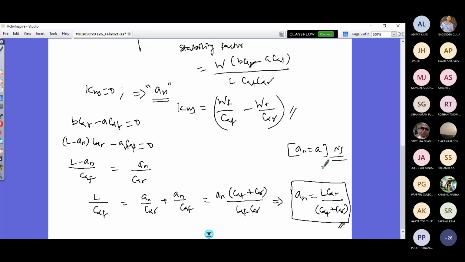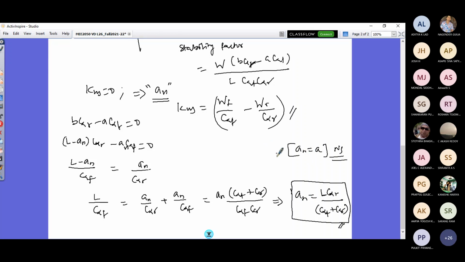Keep your vehicle on the ramp, and by trigonometrical relationship, you would be able to locate the CG height from the ground. And the CG location of a vehicle would say what is A and B, and AN you can find, and then you can comment on looking at this value of AN.